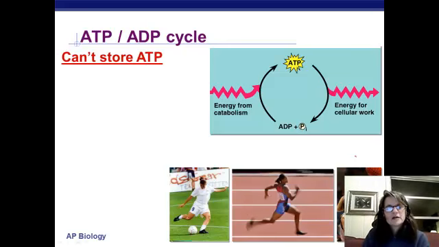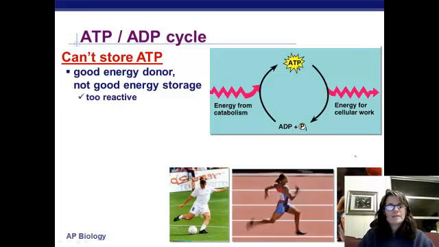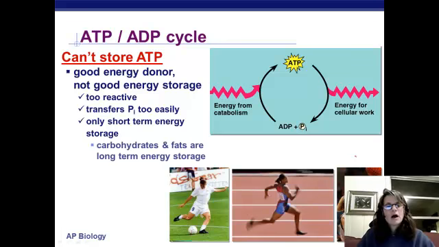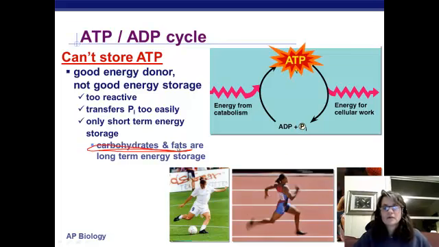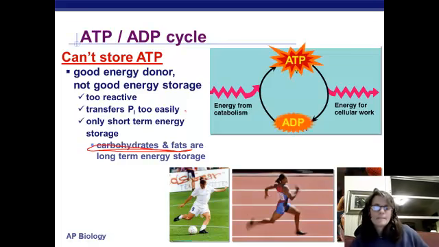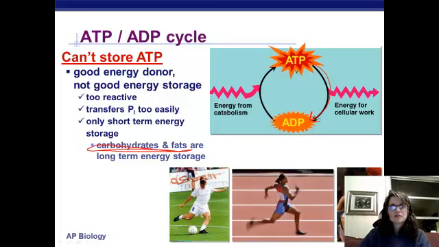All right. Just understand that your cells cannot store ATP long term and just hoard it. It's too unstable. It won't last that long. It's too reactive. That phosphate comes off too easily. So if you want to store energy long term, carbs and fats are your best long-term energy storage molecules. Okay? The ATP to ADP transition is basically for short-term cellular work. Okay?